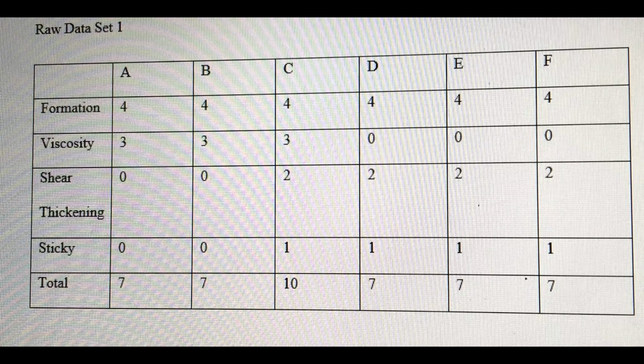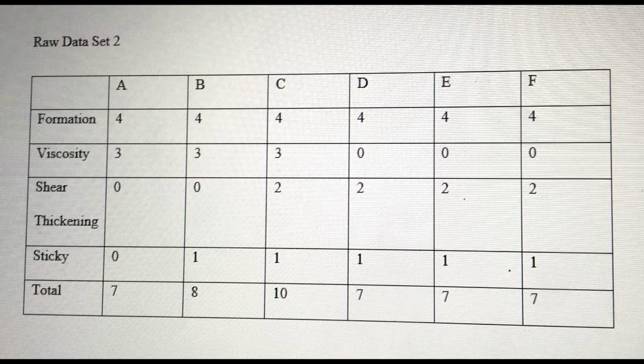For my final solution F, which was 1 1/2 teaspoons of borax in 1 cup of water, it was awarded 4 points for formation, 0 points for viscosity, 2 points for shear thickening, 1 point for stickiness, and also totaled at 7 points. For my second set of data, my raw data was as follows.